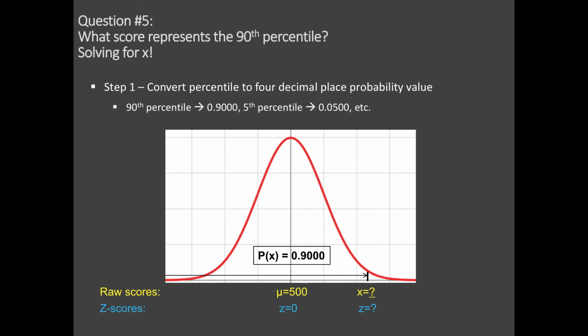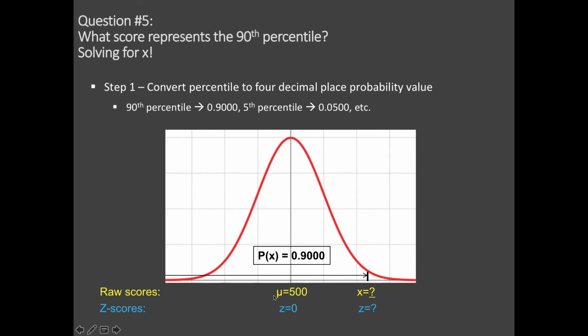So now we're going to look at what score represents the 90th percentile for SAT scores. First we have to do some algebra and solve for x. Yay! No one likes this, but that's okay. First we convert the percentile to the 4 decimal place probability. Since we're looking at the 90th percentile, it's going to be 0.9000. If we were looking at the 5th percentile, it would be 0.0500, and so on.